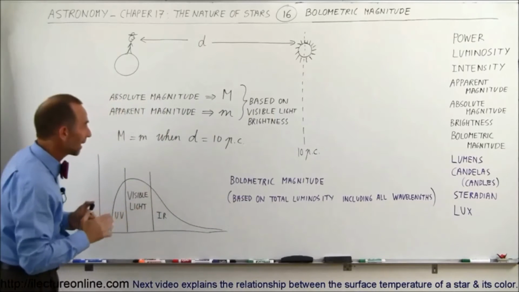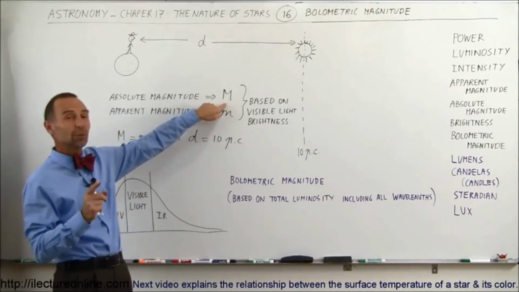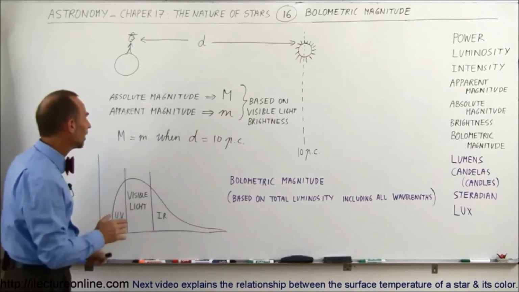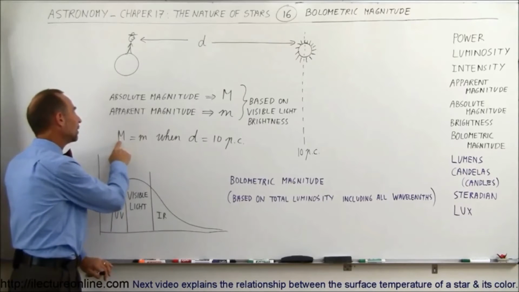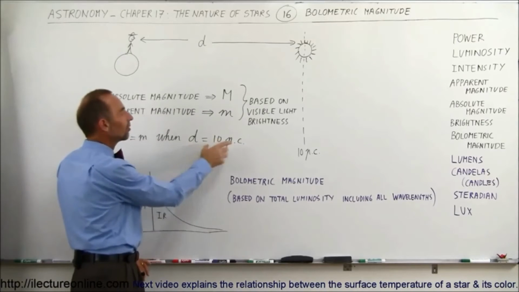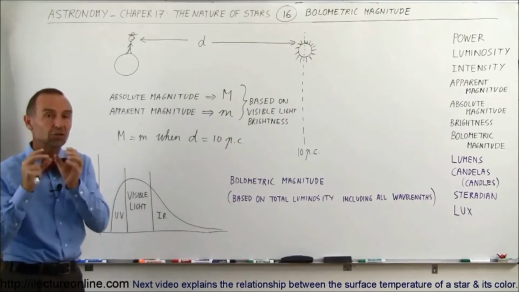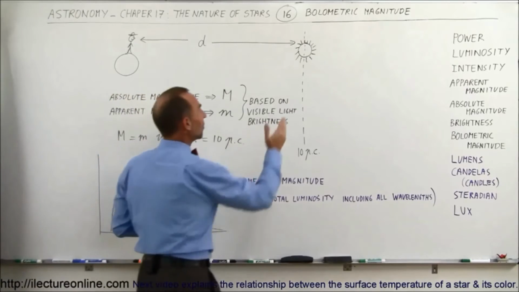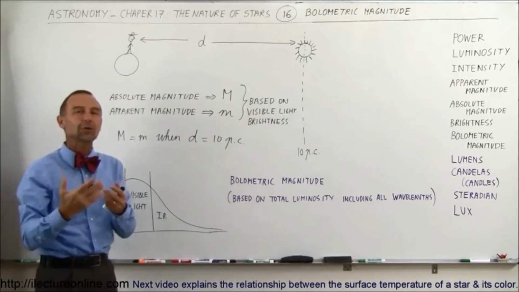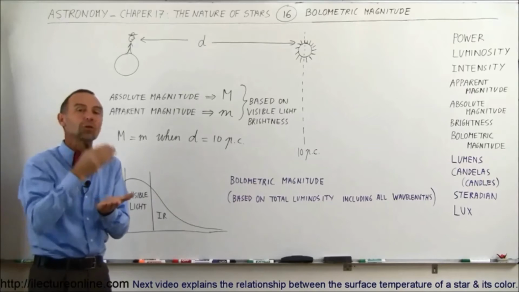So more mathematically speaking, we can say that the absolute magnitude, which is indicated with a capital M, and the apparent magnitude, which is indicated with a small m, we can say that the absolute magnitude is equal to the apparent magnitude when the distance to the star is 10 parsecs. Or another way of saying that is, if we were to place the star in question at the distance of 10 parsecs, how bright would it appear? What would be the magnitude of the star? What would be the apparent magnitude of the star? And that will then be the absolute magnitude.